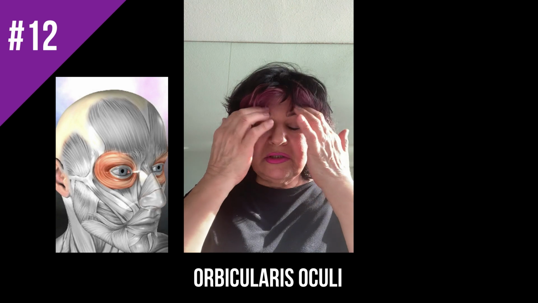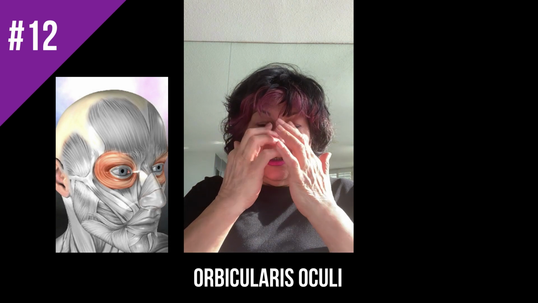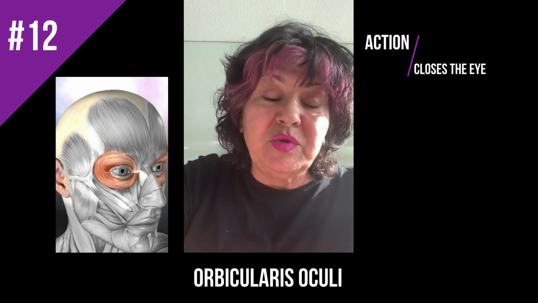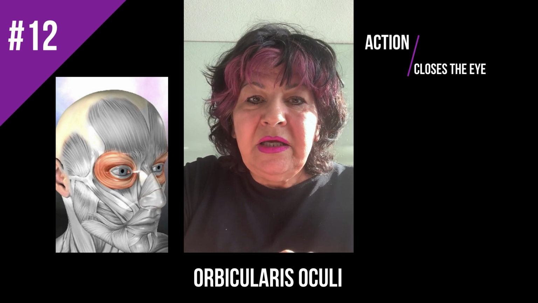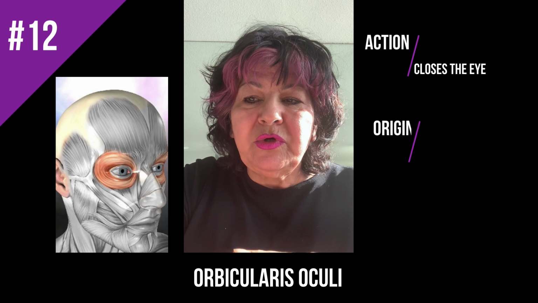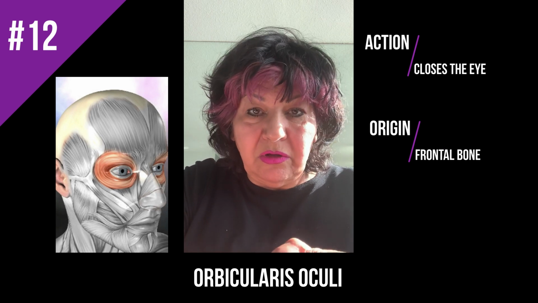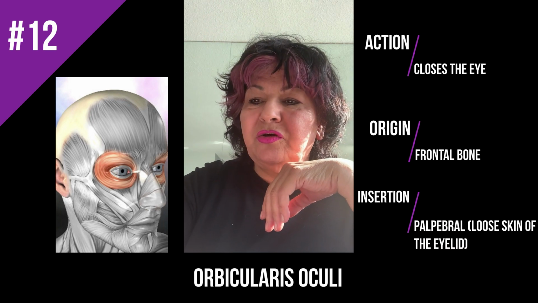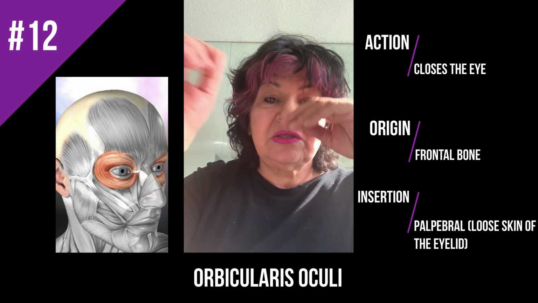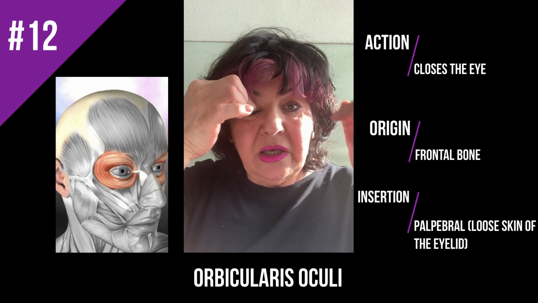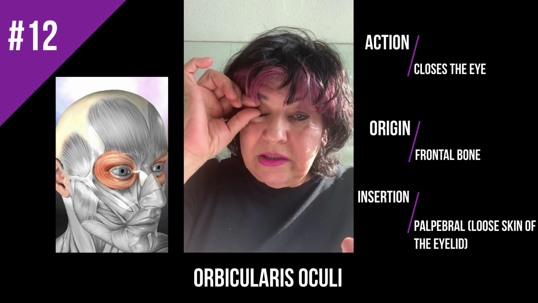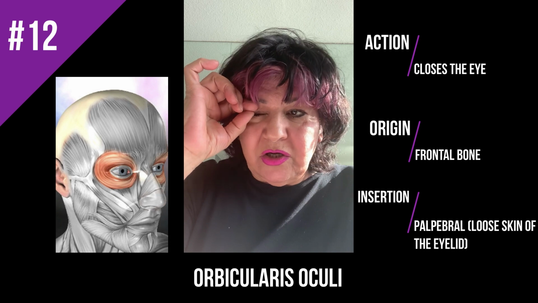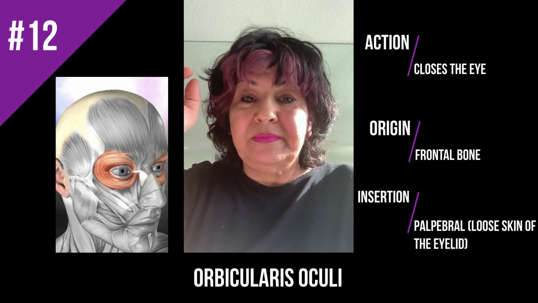Next muscle is orbicularis oculi. Orbicularis oculi is the muscle of the eye area. The action of this muscle is to close the eye, and the origin of this muscle is the frontal bone. The insertion of this muscle is on this area of the eye, the loose part of the skin of the eye, which we call the palpebra.